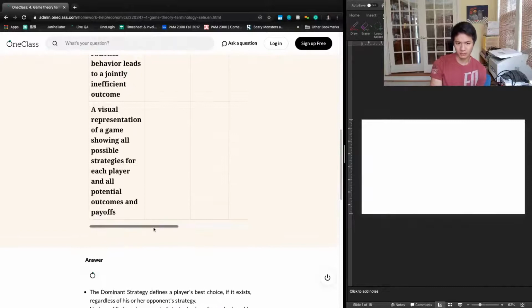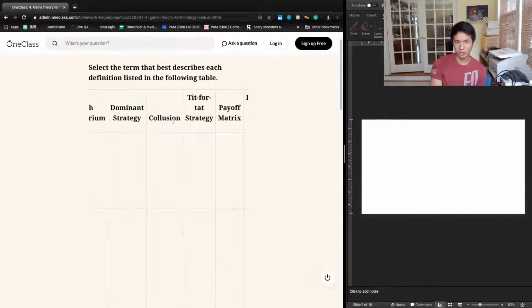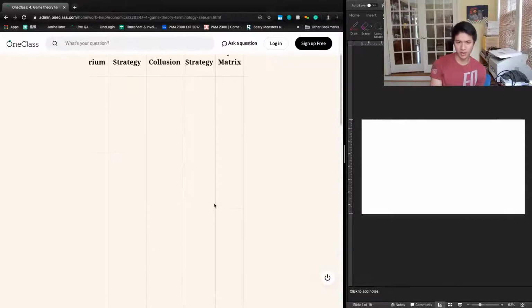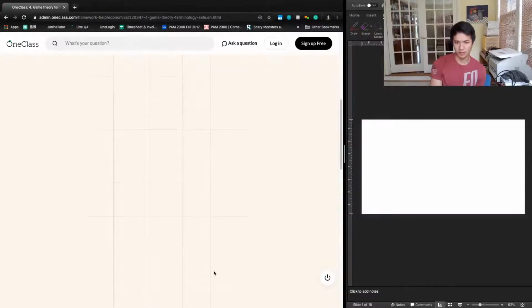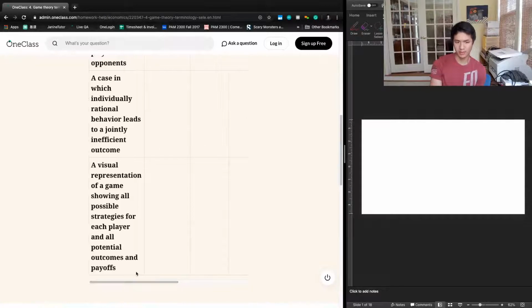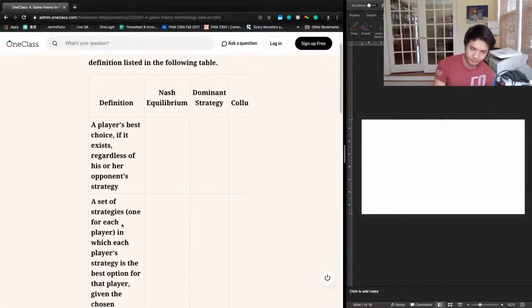Is there a scroll bar? Yep. Nash Equilibrium, dominant strategy, collusion, tit for tat strategy, payoff matrix, and prisoner's dilemma game. I don't think there's any more. Yeah, okay. And then the four definitions we have listed here.